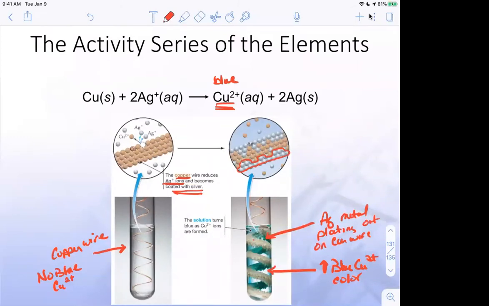If I didn't do the experiment, I would predict that this reaction occurs because copper is higher on the activity series and will react with the silver. Again, I don't really care about the counter ions here because they are spectator ions and they don't do anything in the actual reaction.